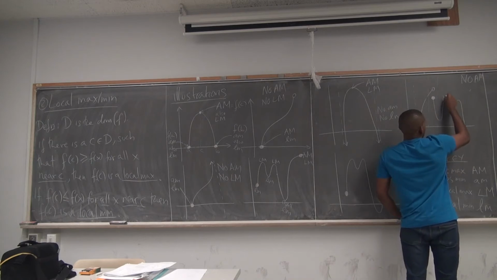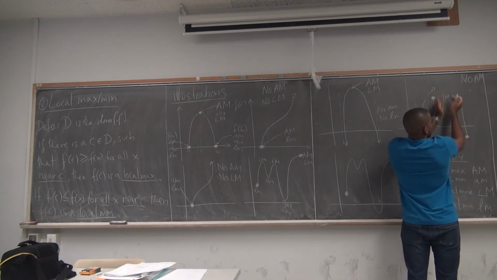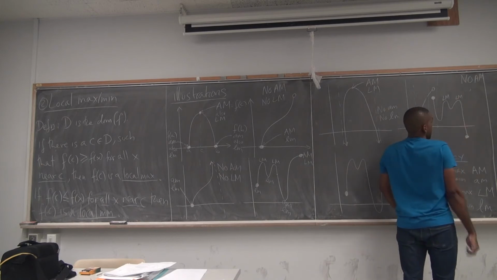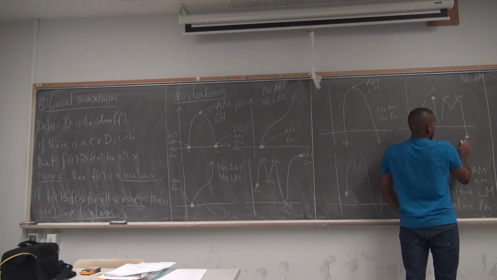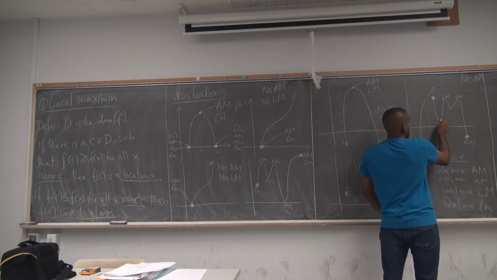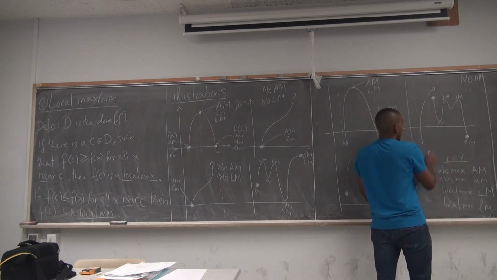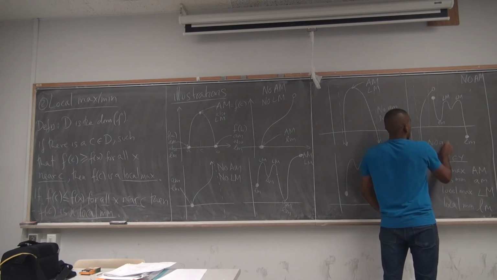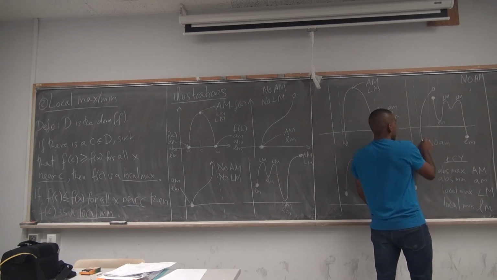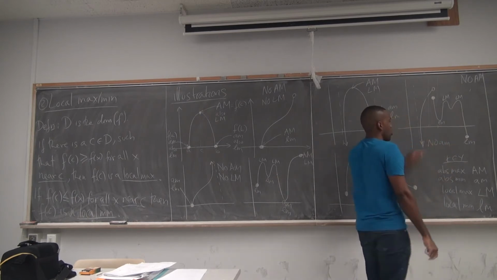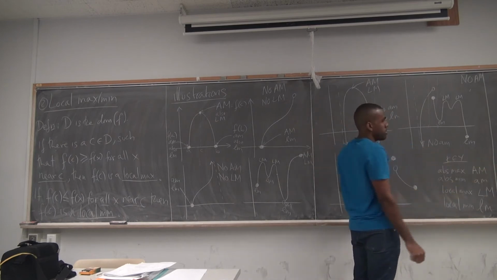Here's a local max though, in that hill. This is a local max. This is a local min. This is a local min, and there's no absolute min, because this keeps going down forever. There's no y value that's smaller than every other y value in the entire picture.